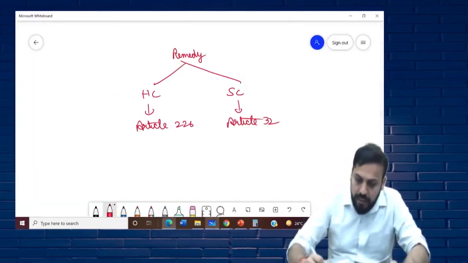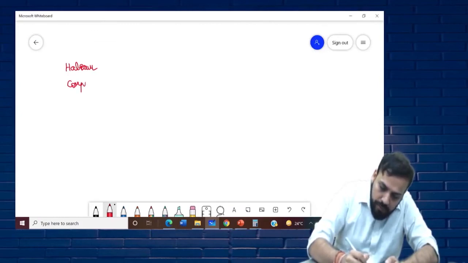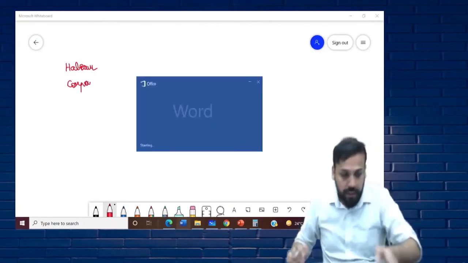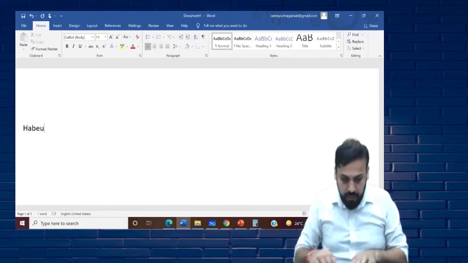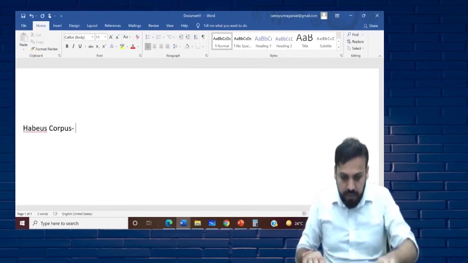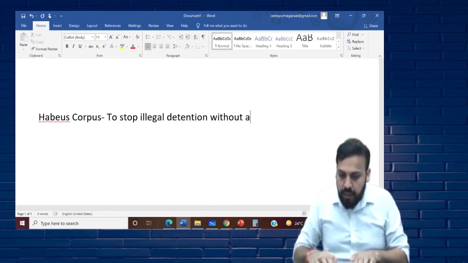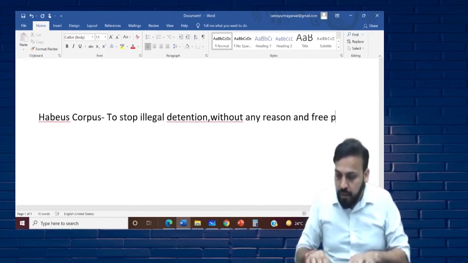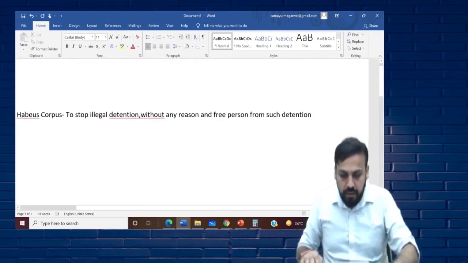So what are all these? I'll tell you. Wait. Habeas corpus. I'll put up a word file, I'll give a summary. Habeas corpus is to stop illegal detention without any reason, and free the person from such detention. Right, friends? That is habeas corpus.